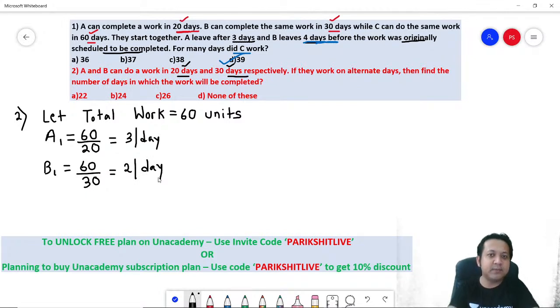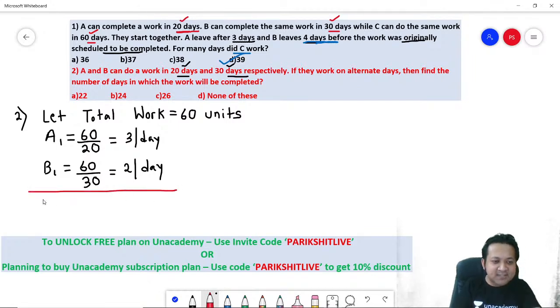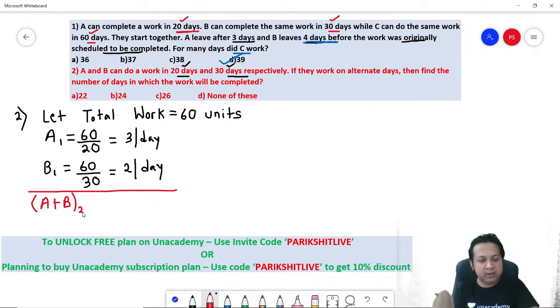If they work on alternate days, think about it. Alternate means once A, then B, again A, again B, and so on. So in A plus B, one day A, one day B. In every 2 days, how much of the work is getting completed? 3 plus 2, which is basically 5 units every 2 days.